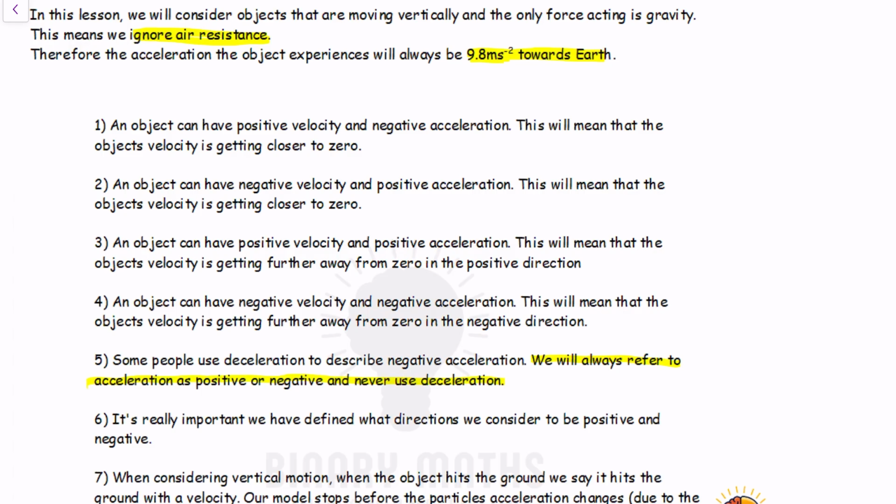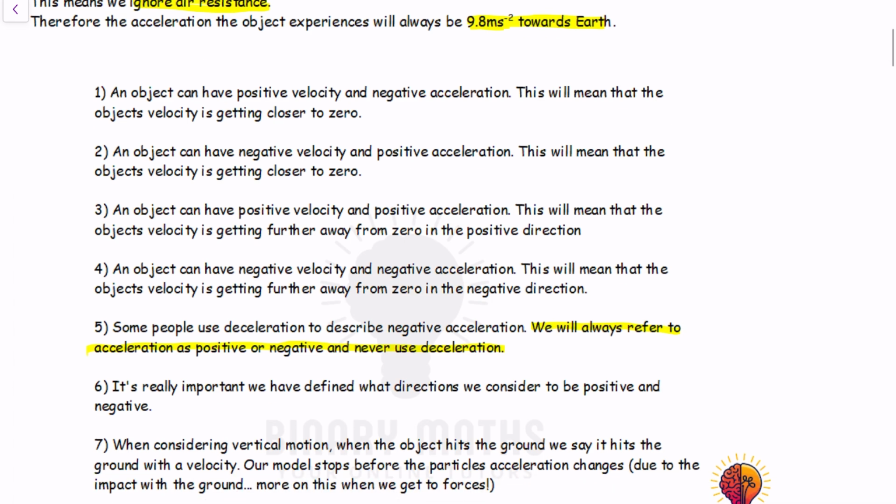It's really important that we have defined what direction we consider to be positive and negative. So always label your diagram with which side is positive. When considering vertical motion, when the object hits the ground, we say it hits the ground with a velocity. So it always hits the ground with a velocity.